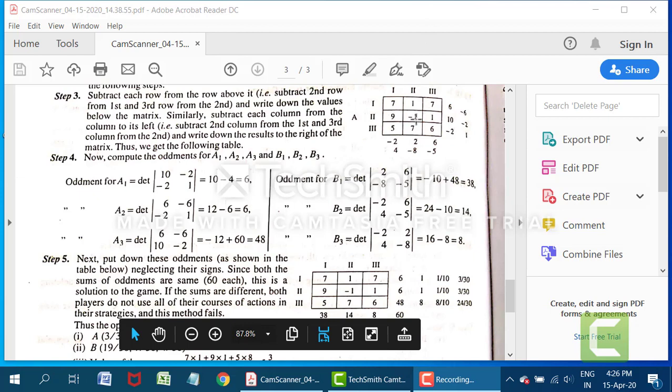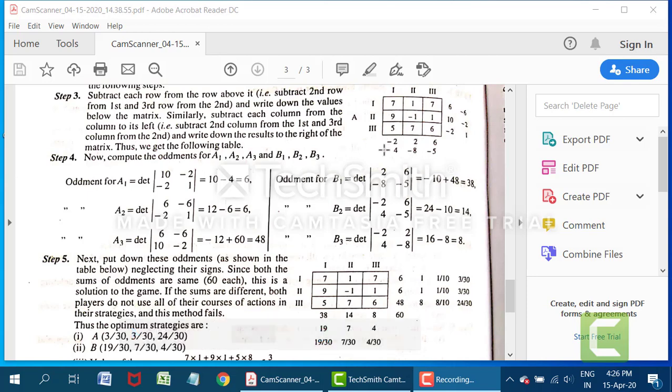So to write the augment for this second column, we leave these elements. Consider -2 4 6 minus 5. Its determinant is -2 into -5, that is 10, minus of 24, sorry, 6 into 4, 24, minus of 10, this one 14.